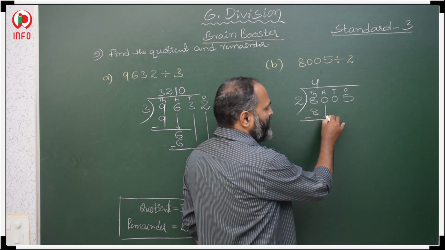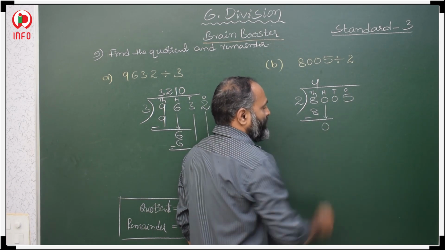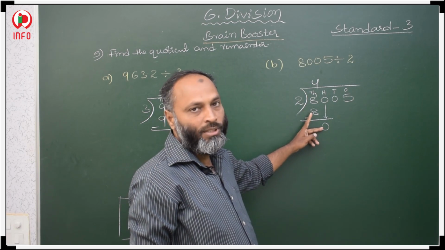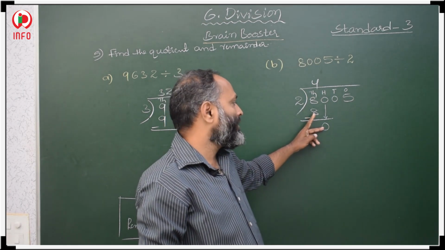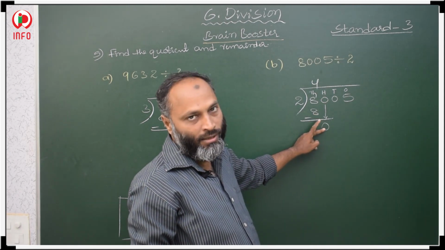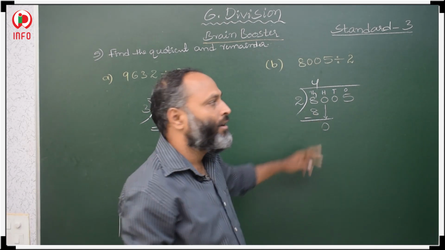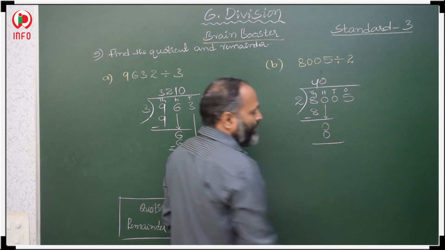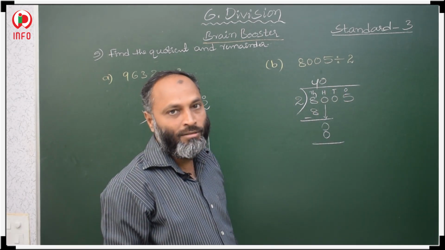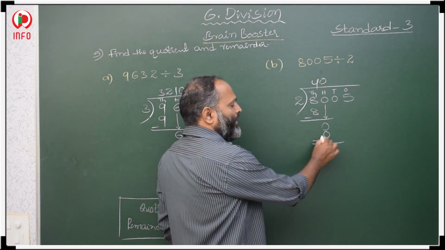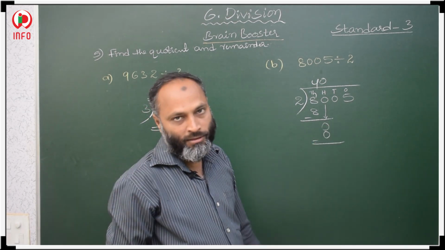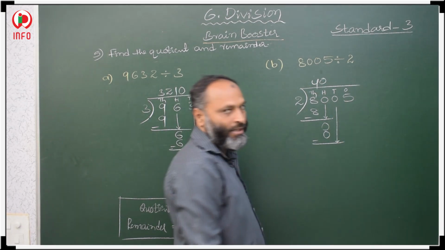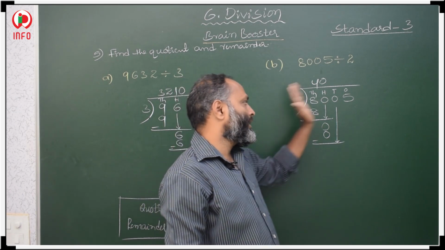What is our next place? Hundreds place. Copy your hundreds place. Now check in the 2 table when you will get 0. 2 1s are 2. 2 is greater than this 0. Now what do we have to do? We have to take 2 zeros are 0. Okay, 2 zeros are 0. Now 0 minus 0 is 0. No need to take that difference. Why? Because the difference is 0. When the difference is 0, then you go to the next place.